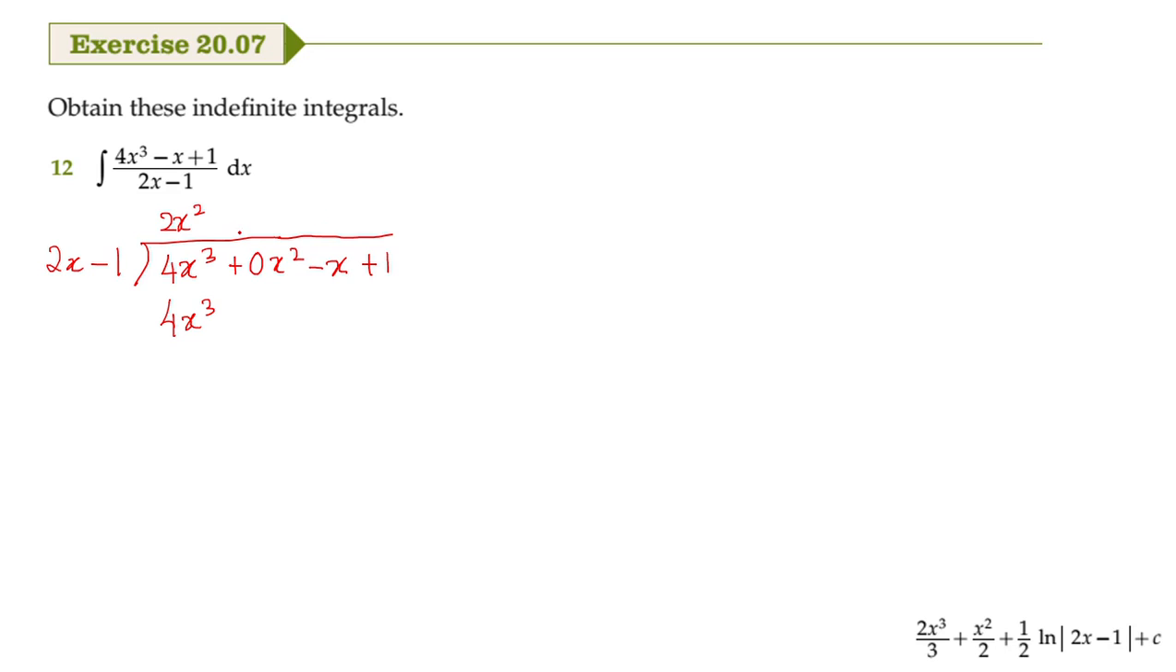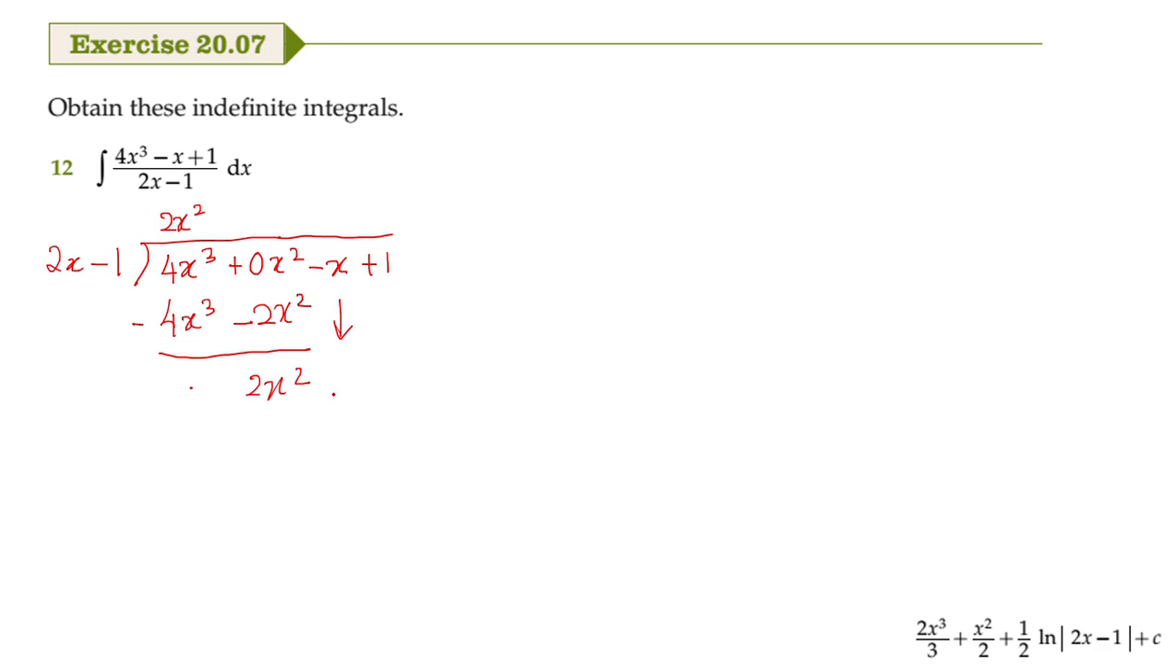Okay, now minus, kat sini you will have minus 2x squared. Okay, so therefore you will have over here is 4x cubed minus 4x cubed 0. 0 minus 2x squared, you will have 2x squared.